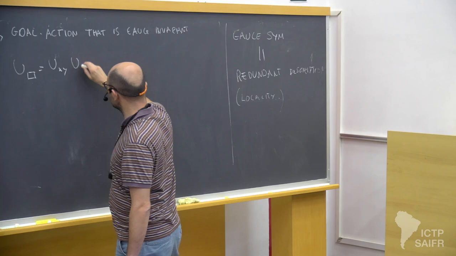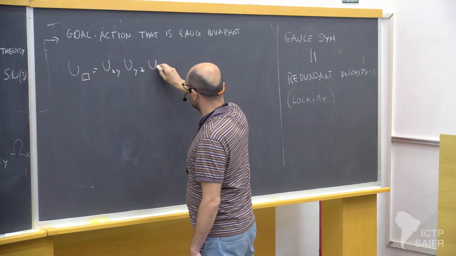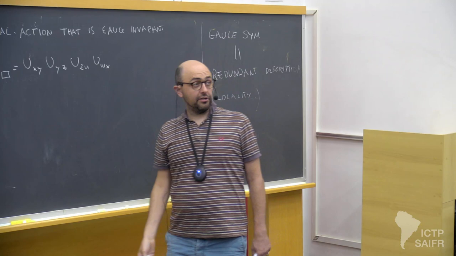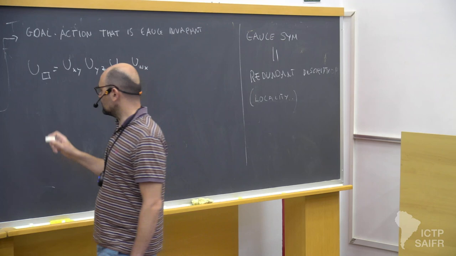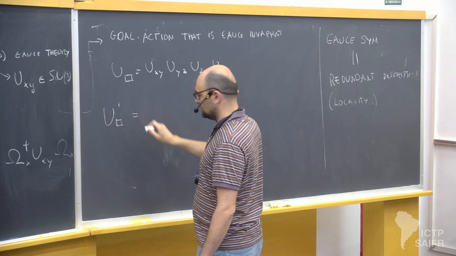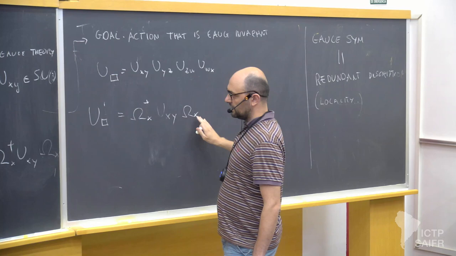So we'll have U_xy, U_yz, U_zw, and U_wx. So this is our candidate for the action. And now what we do, we try to look at the gauge transformation on this, okay? So U prime plaquette. So we apply four gauge transformations, okay? The first guy here, what does he get? Gets omega dagger x, U_xy, omega x.